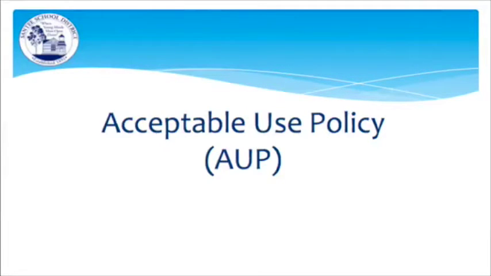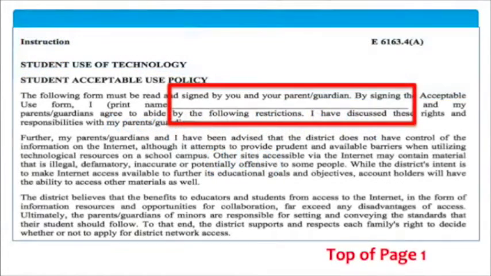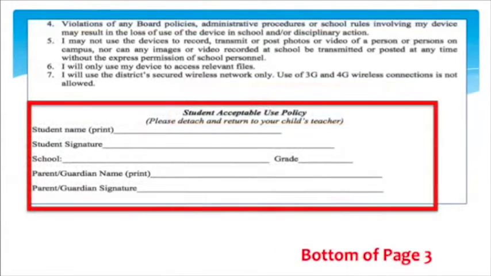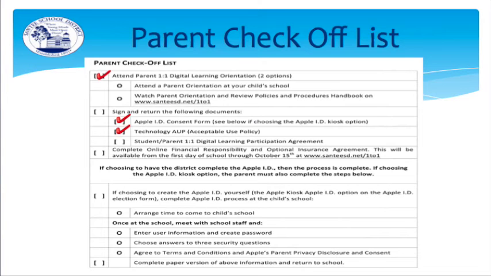The AUP has two portions to fill out. First, at the top of page 1, you must print your child's first and last name. Next, at the bottom of page 3, you must again print your child's first and last name, the student must sign, and you must add the school name and your child's grade level. And then you, as the parent, need to print and sign your name. Once the Technology Acceptable Use Policy has been completed and returned, we can keep moving down the parent checkoff list.